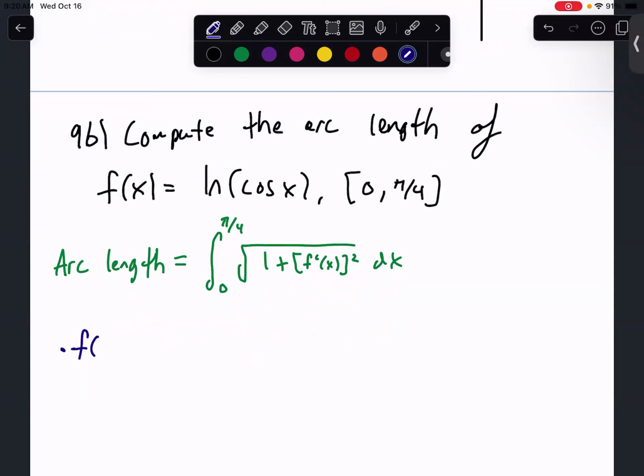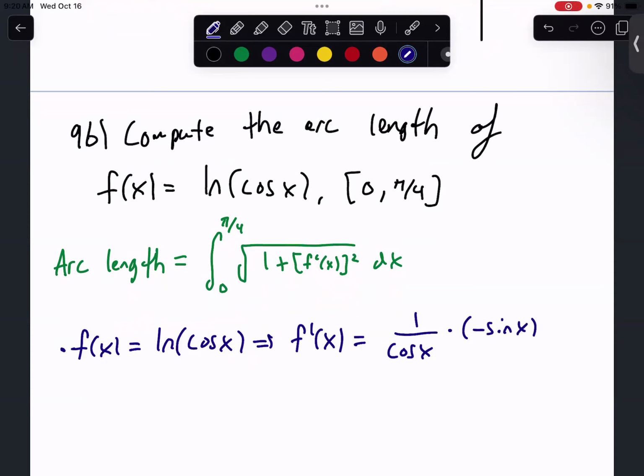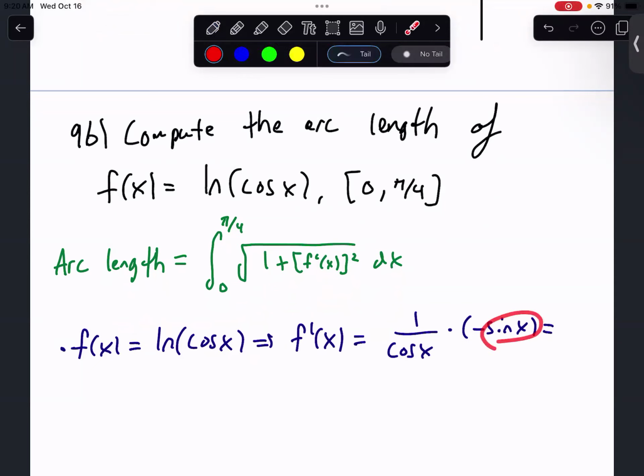So we have f of x equal to the natural log of cosine of x. First, we'll take the derivative of this function. So we have f prime of x. This is going to be equal to 1 over cosine of x times minus sine of x. And so this is really sine of x over cosine of x, so this is really minus tangent of x.